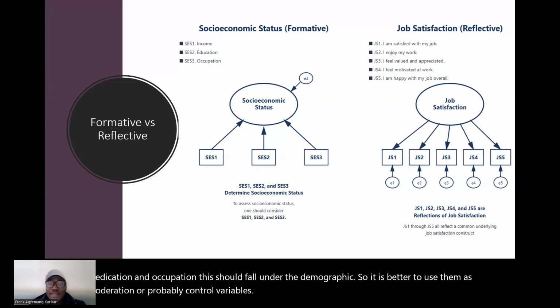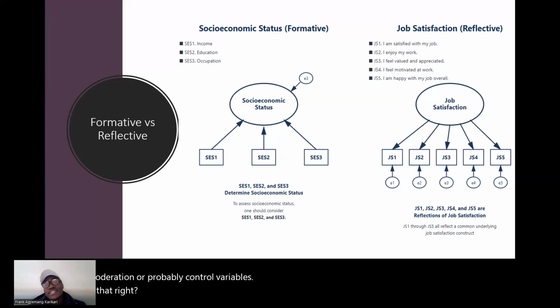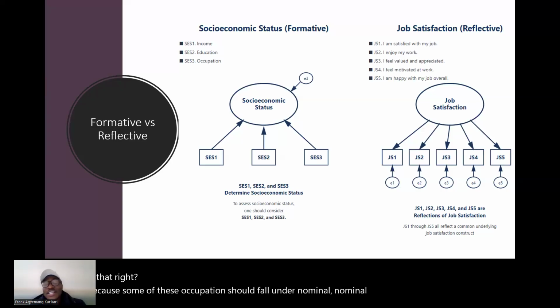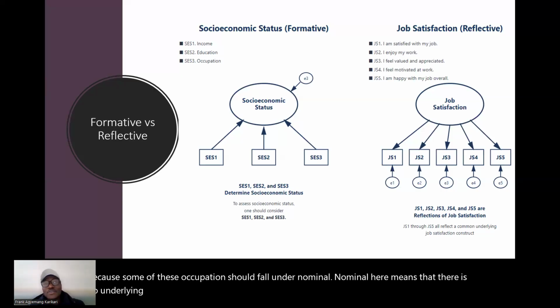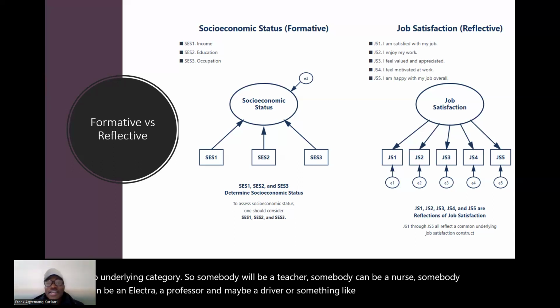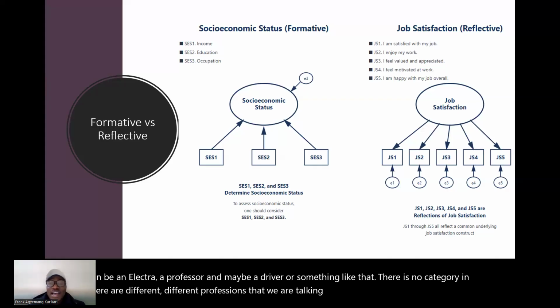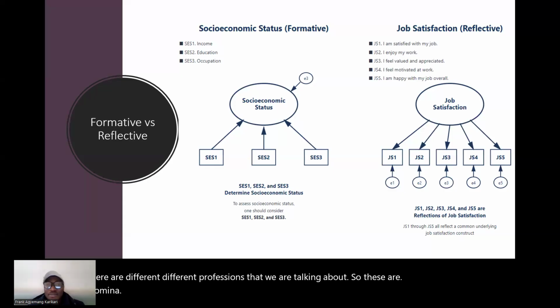Somebody's occupation should fall under nominal. Nominal here means that there's no underlying category. Somebody will be a teacher, somebody can be a nurse, a lecturer, a professor, maybe a driver or something like that. There's no category in there. There are different professions that we are talking about. So these are nominal data types.